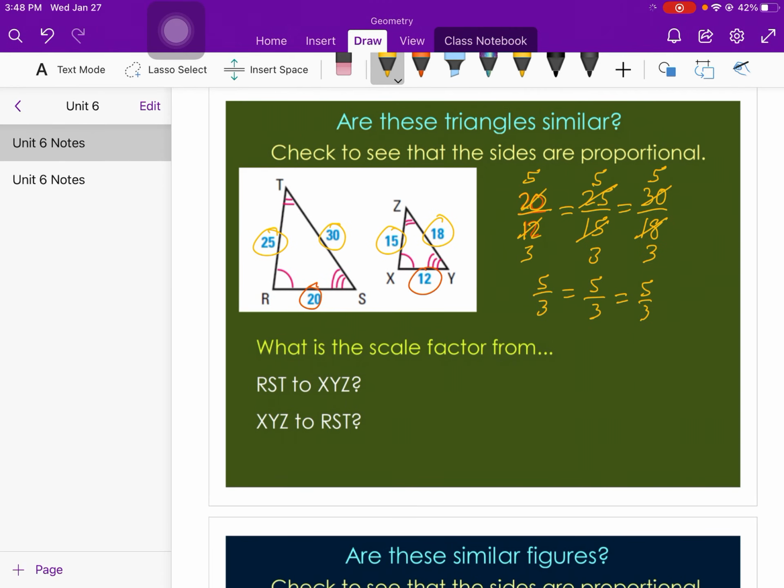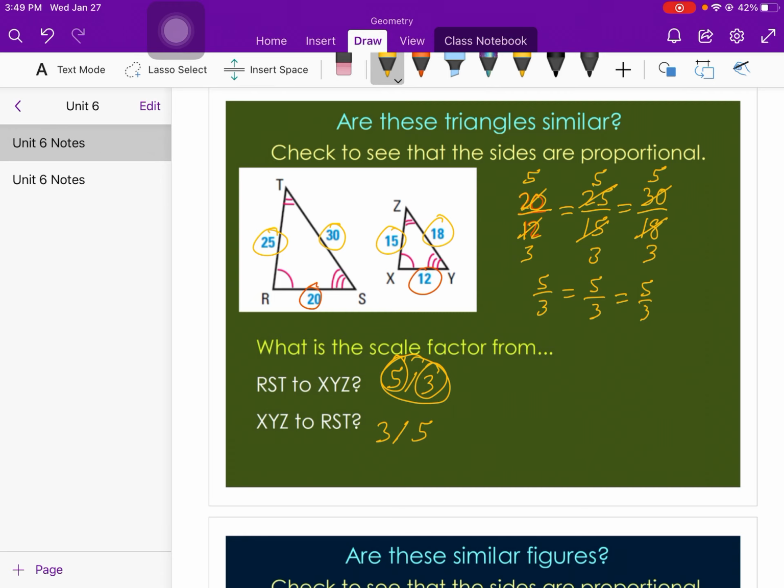Now, what is the scale factor? This is where it gets tricky. The scale factor can be confusing. So when we are going from the big triangle to the small triangle, RST to XYZ, we are thinking of it as the big number of our fraction, 5/3. But when we are going backwards, from XYZ to RST, it is actually 3/5. The reason that seems backwards is that going from the big to the small, 5/3, wouldn't that make it bigger? But we are comparing the big figure first, which is why it goes on the top of the fraction, over the small figure.